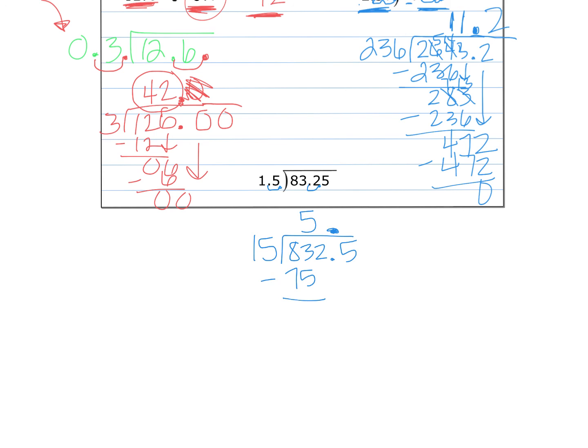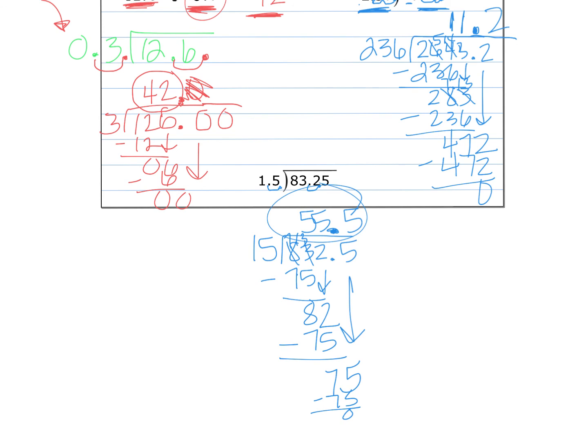83 minus 75. So we carry that. And then let's bring that 2 down. So again, we have 5. So 5 times 15 is 75 again. Then 82 minus 75. I can carry over the 7 and add 12, but I also just know that 75 to 82 is 7. And then let's bring that 5 down. How convenient that it goes into it exactly 5 times. So then we have 0 left. So we have 55 and a half as our answer.